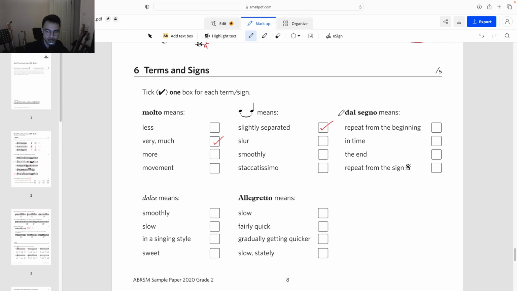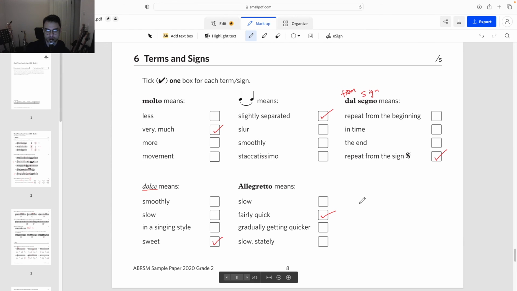Somewhere in between. And then dal segno. Repeat from the beginning, no. In time, no. The end, no. Repeat from the sign, yes. It means from the sign. Go to the sign and repeat. Dolce. Well, it just means sweet, doesn't it? Play sweetly. And then allegretto. Allegretto is a fairly quick tempo, and that's just something you have to know.